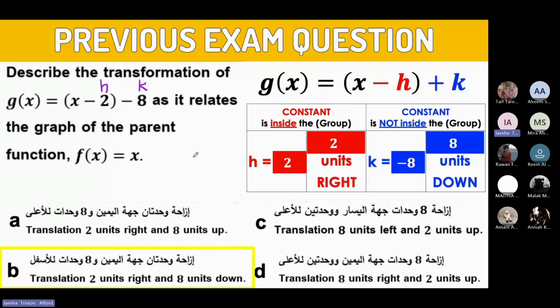So what's the hard thing about this question? First, you have to know where h is and where k is. h is in the group, k is out of the group. And special for h, it is opposite of what you see with your eyes. Whatever you see in the group, you should make it opposite. If you know these two things, class, you can get it correct.